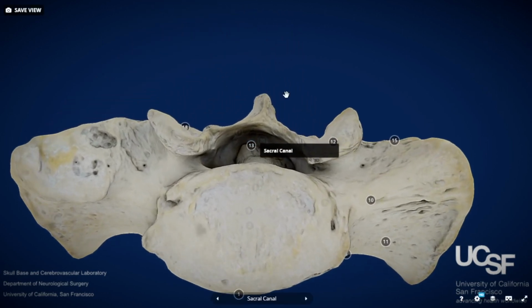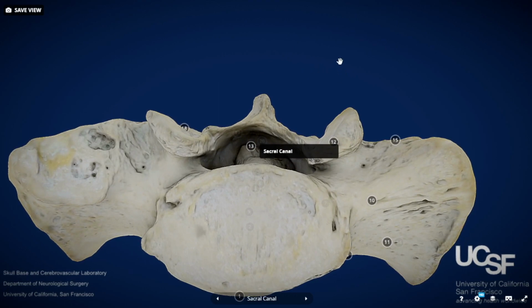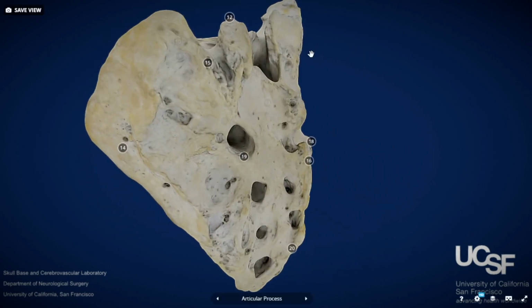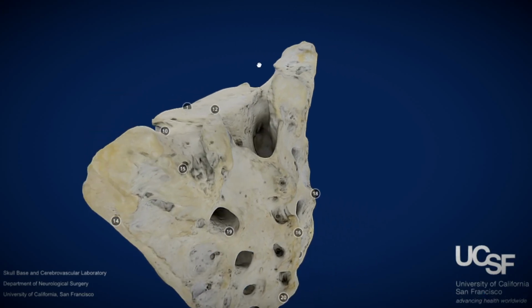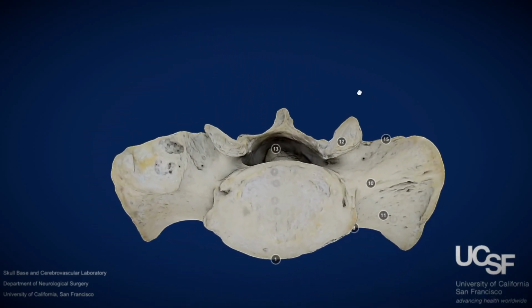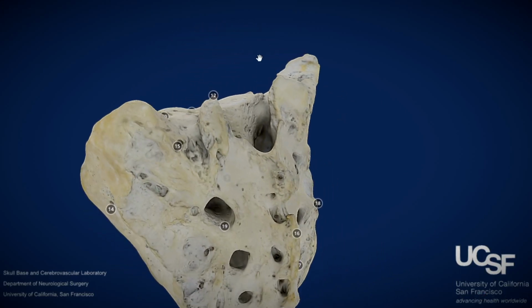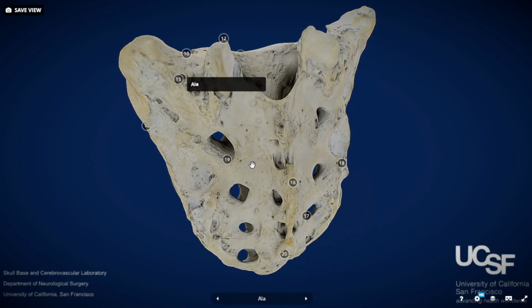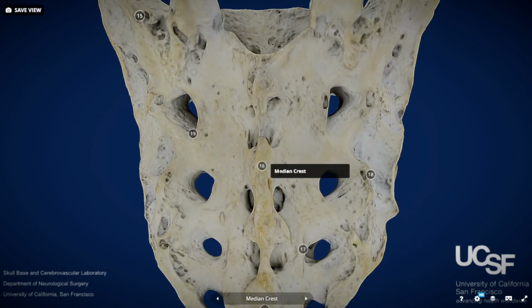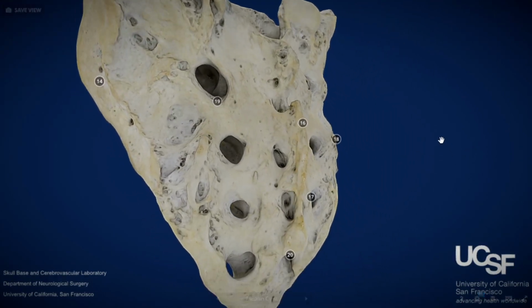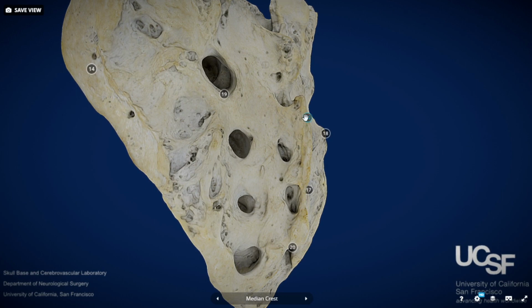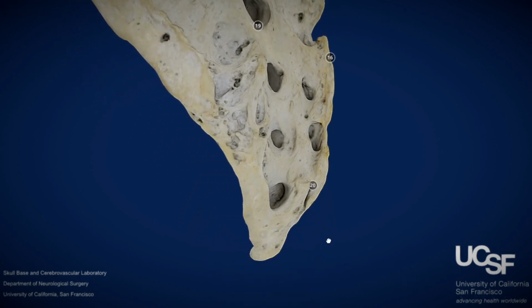Superiorly, we see the sacral canal, which is the continuation of the spinal canal or vertebral foramen. And we see the only articular process that is not fused, and that is going to match the inferior facet of the inferior articular process of L5. Again, the ala and a median crest. We see that the median crests are the remnants of the spinous processes, in this case from S2 to S4, with S5 not having a median crest.